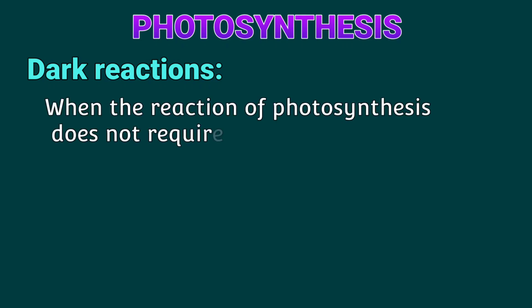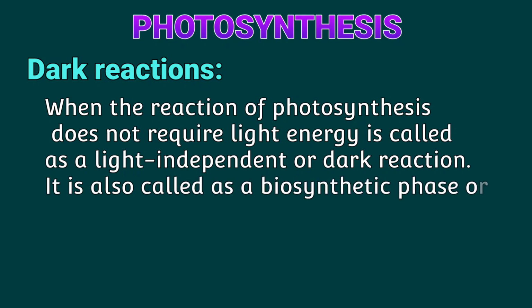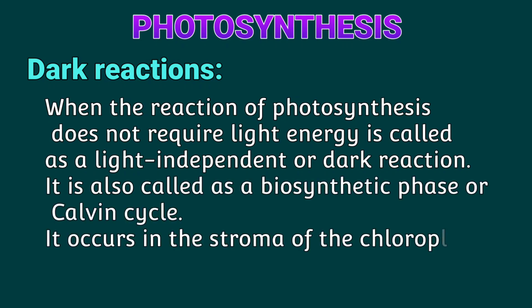When the reaction of photosynthesis does not require light energy, it is called the light independent or dark reaction. It is also called the biosynthetic phase or Calvin cycle. It occurs in the stroma of the chloroplast.